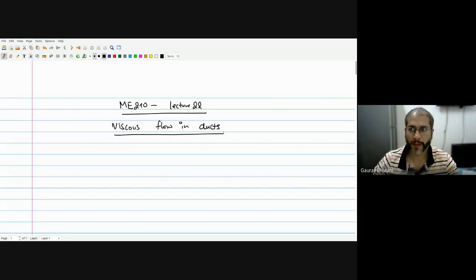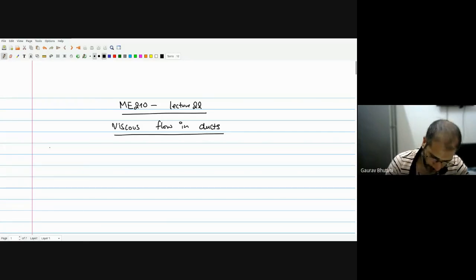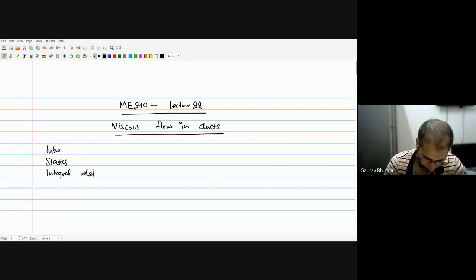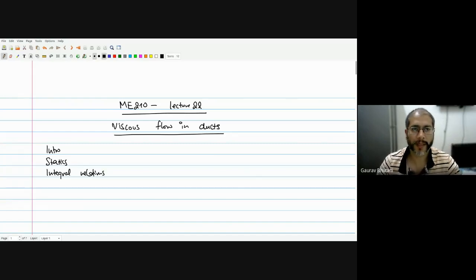Okay, so a brief summary of what we have done till now. We started our discussion with some introduction. Then we talked about fluid statics. Then we talked about integral relations. So instead of talking about what's happening at a given point, we talked about what's happening in a control volume. That helped us to find out the net force in different directions, the net moment, and so on. And then we moved to differential relations.